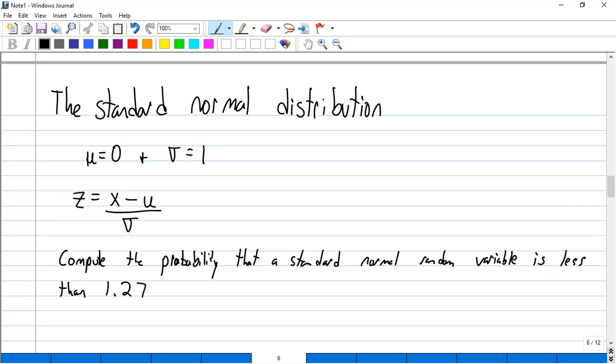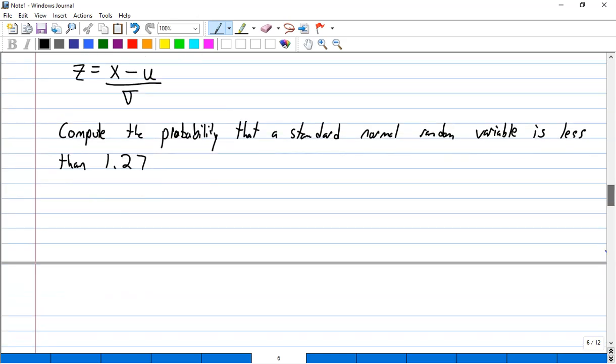All right, so I'm going to draw a picture of what we're actually trying to find. And then we're going to use the tables to find the value. Now, on some of the more advanced calculators, there is a way to punch this in, but it's a lot easier just to look at the table, I promise you, if you understand how to use the table. All right, so here's what we're actually trying to find.